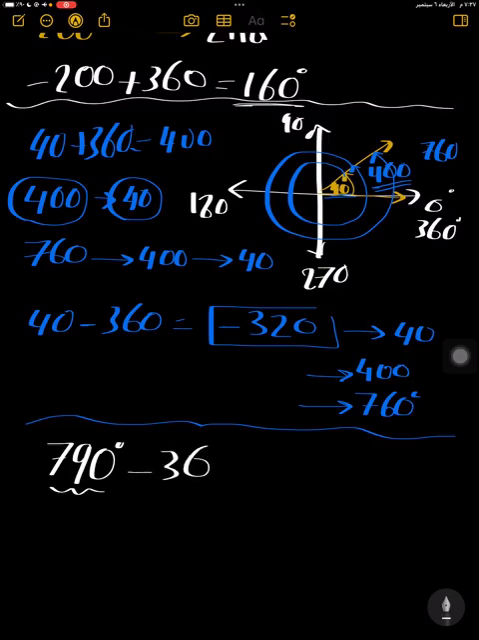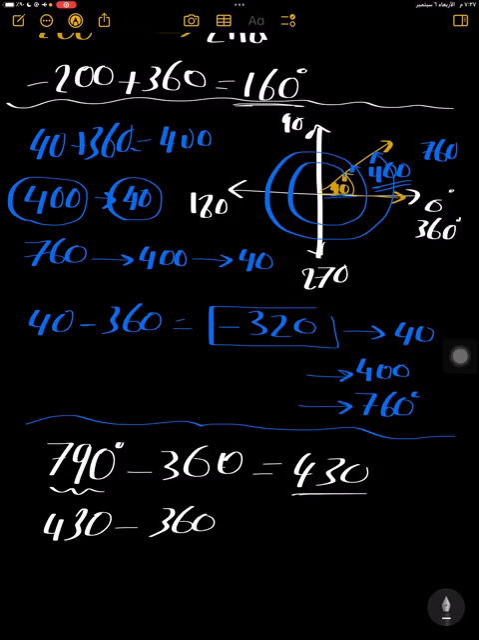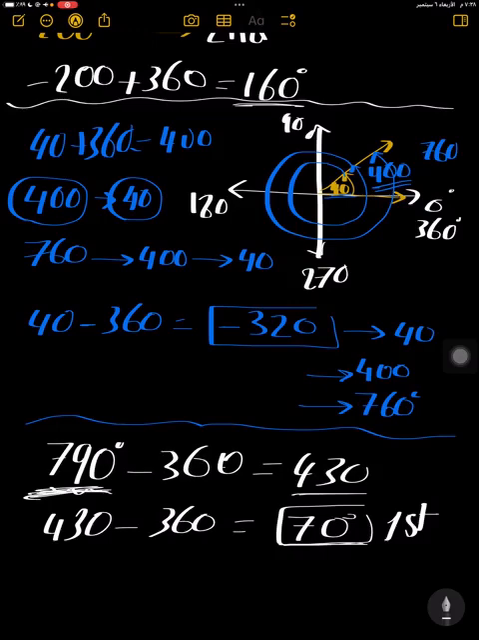If we make it minus 360, the result will be 430. Still this number is not between 0 and 360, so we make it minus 360 again. If we make it minus 360 another time, the result will be 70. Now we can say that 790 is equivalent to 70. 70 is less than 90 and more than 0, so it lies in the first quadrant. So the angle of measure 790, its terminal side lies in the first quadrant.